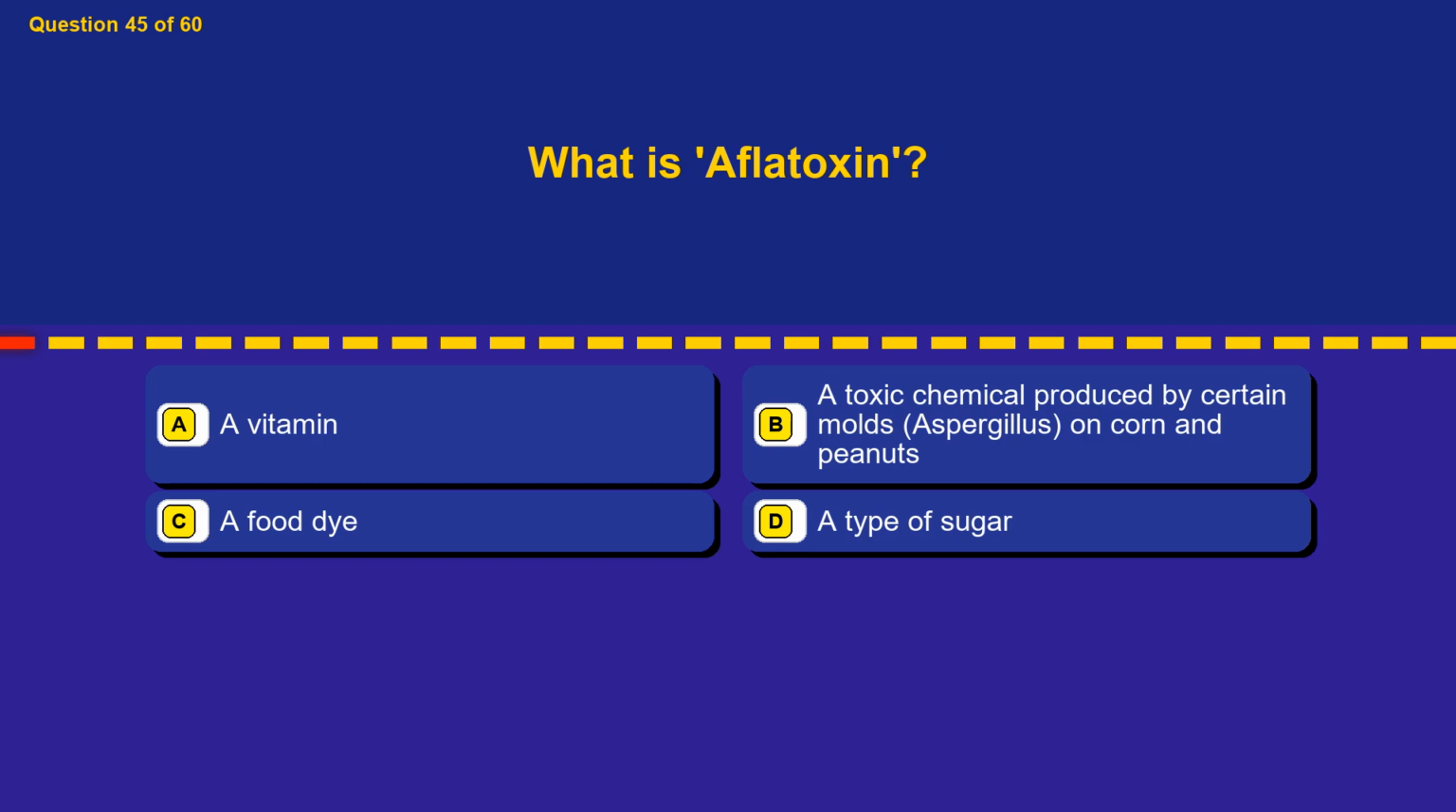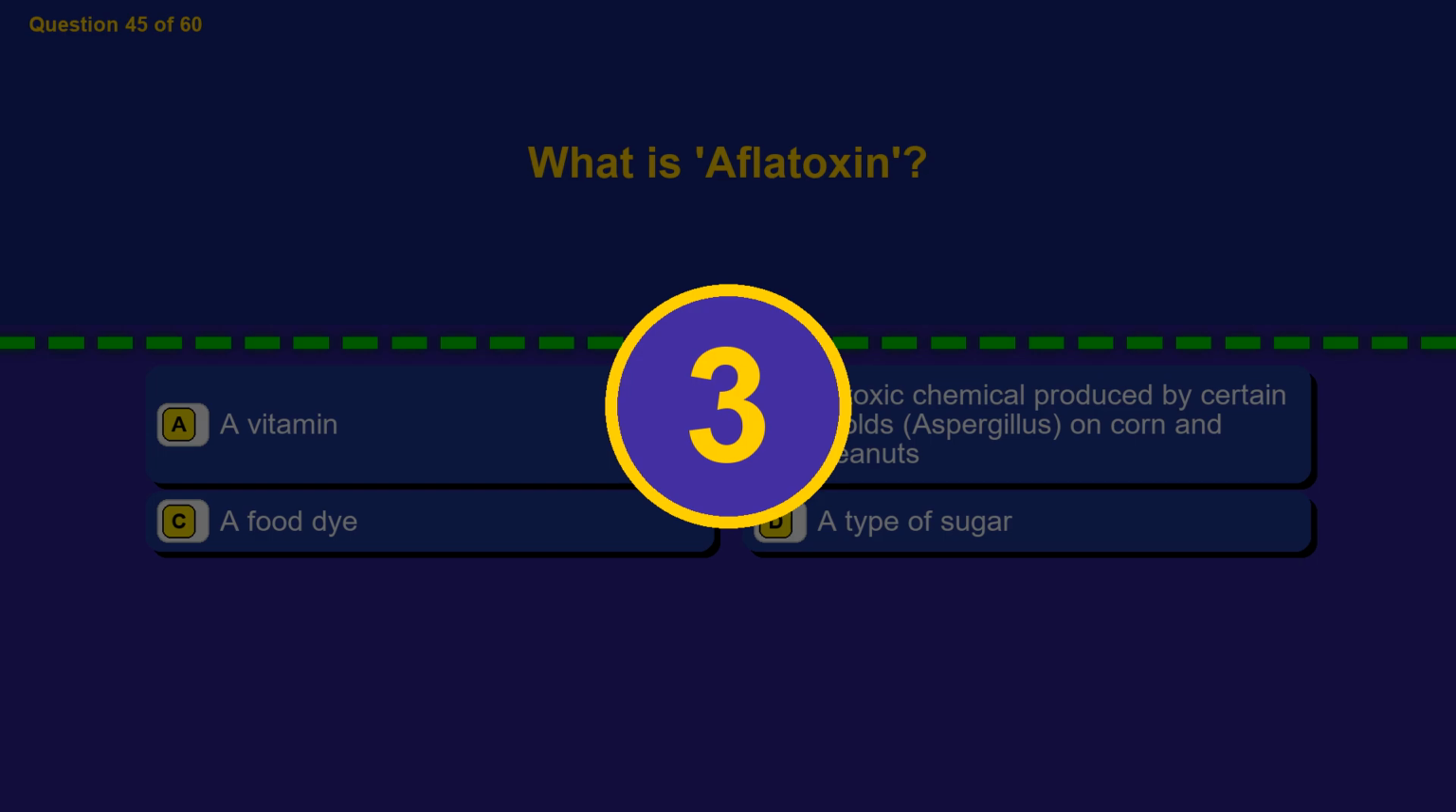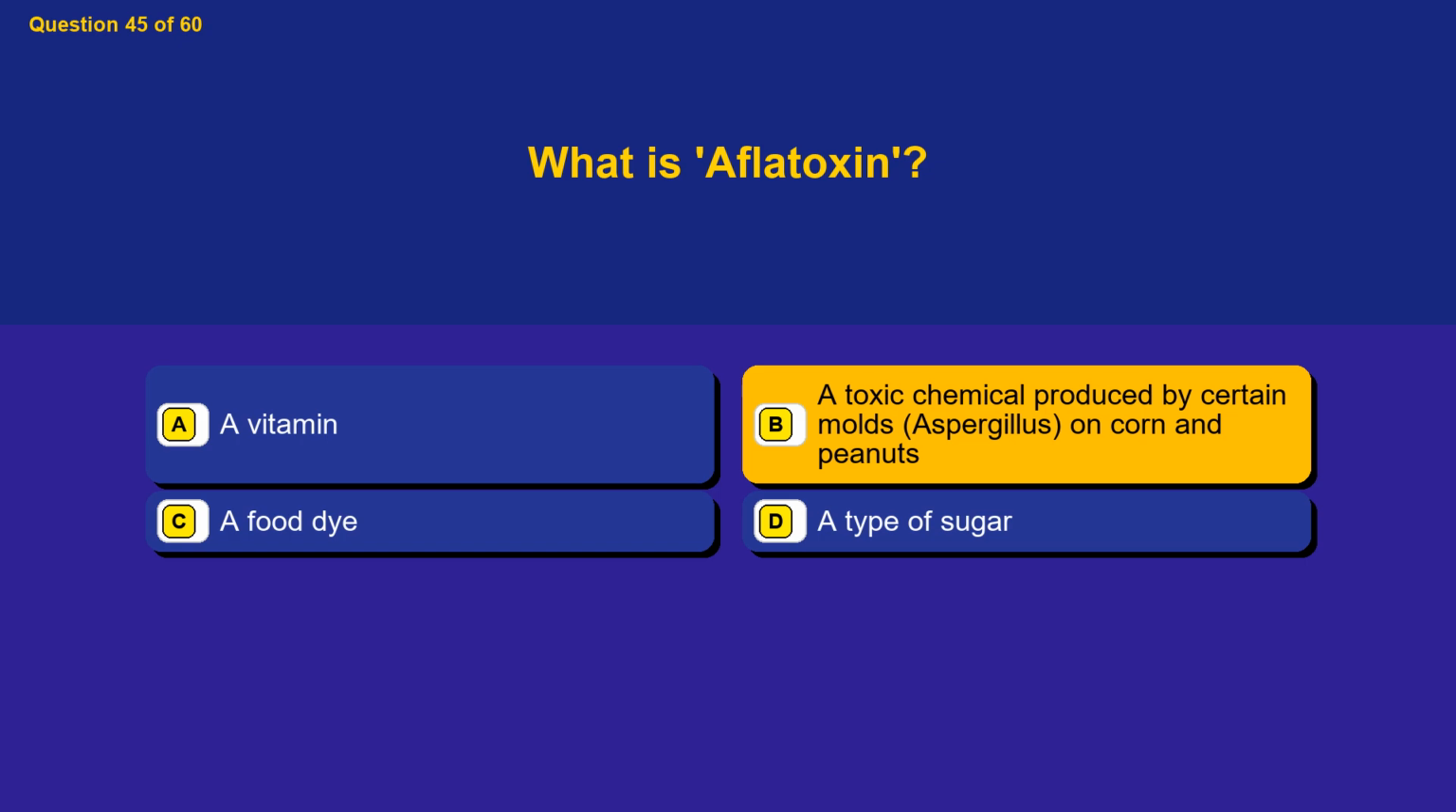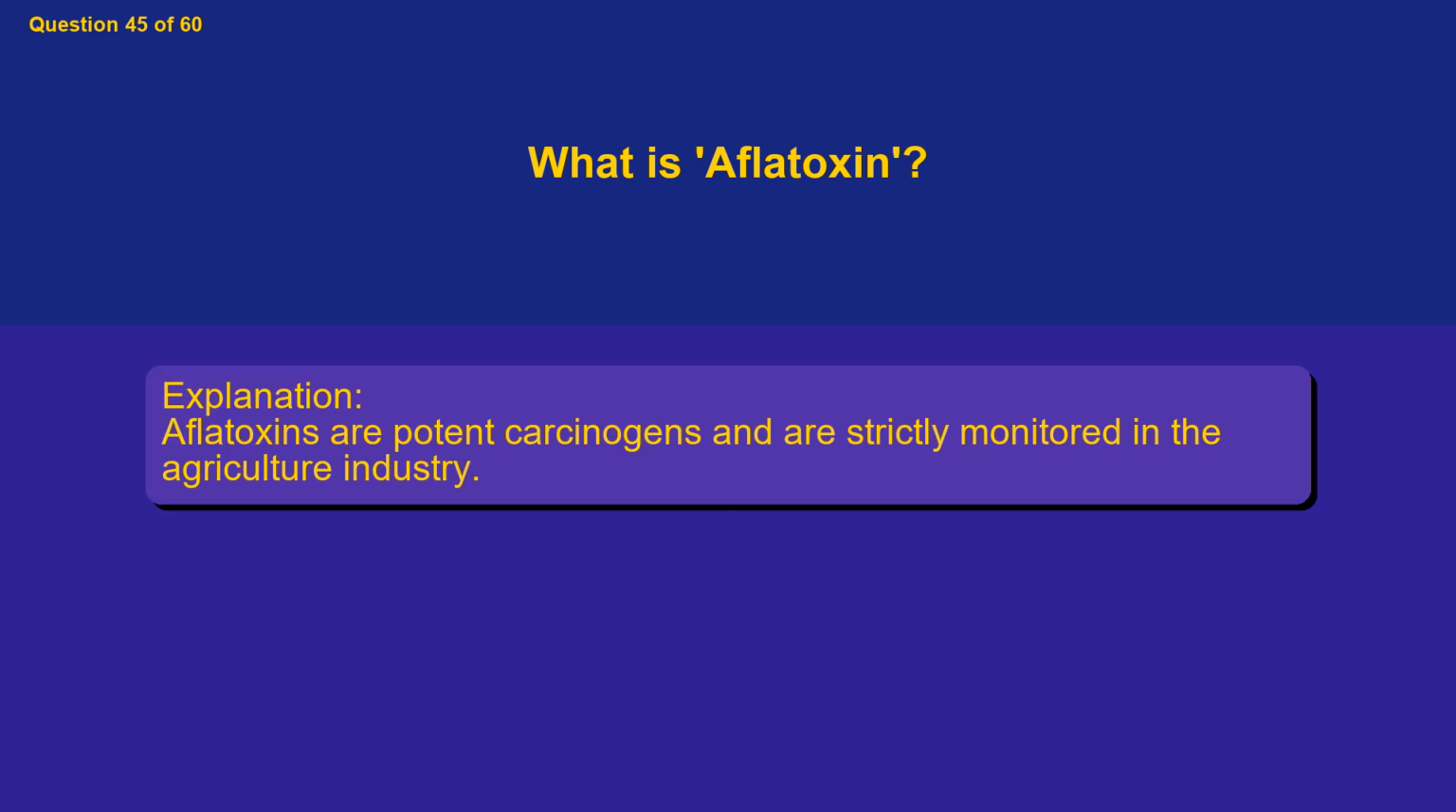Question 45. What is aflatoxin? Option A. A vitamin. Option B. A toxic chemical produced by certain molds, aspergillus, on corn and peanuts. Option C. A food dye. Option D. A type of sugar. The correct answer is option B. A toxic chemical produced by certain molds, aspergillus, on corn and peanuts. Aflatoxins are potent carcinogens and are strictly monitored in the agriculture industry.